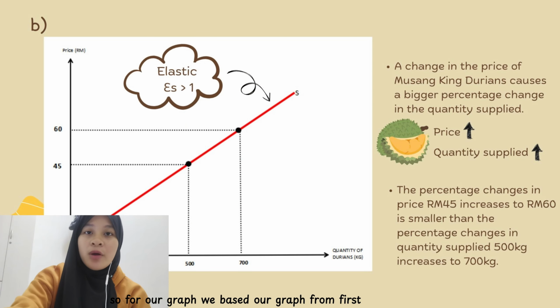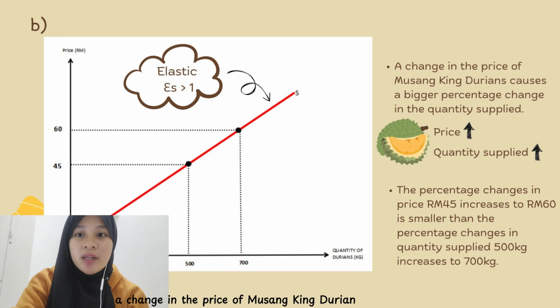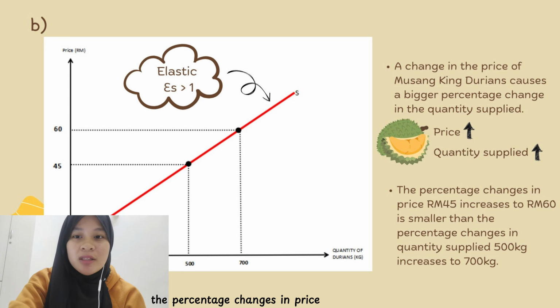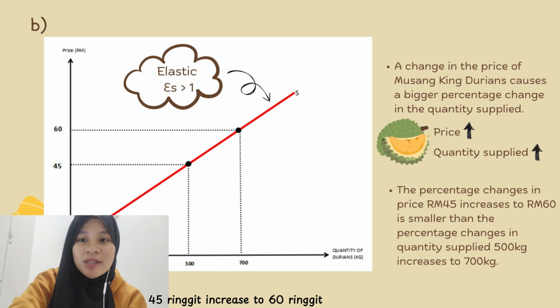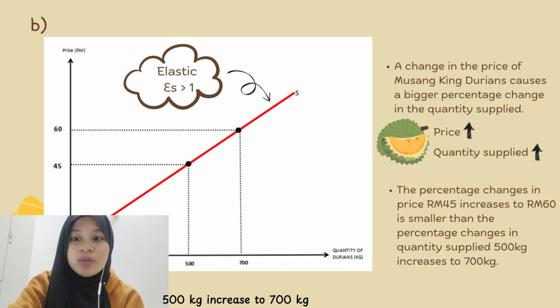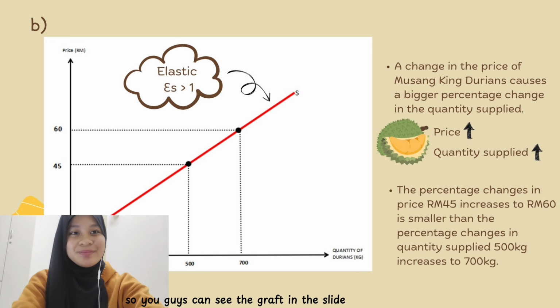So for our graph, we base it on the first formula, and we got an elastic graph, which is more than 1. The change in the price of Musang King durian causes a bigger percentage change in the quantity supplied, which is price increase and quantity supplied increase. The percentage change in price, 45 ringgit increasing to 60 ringgit, is smaller than the percentage change in quantity supplied, 500 kg increasing to 700 kg. So you guys can see the graph in the slide.